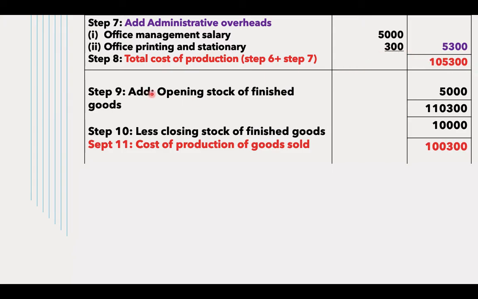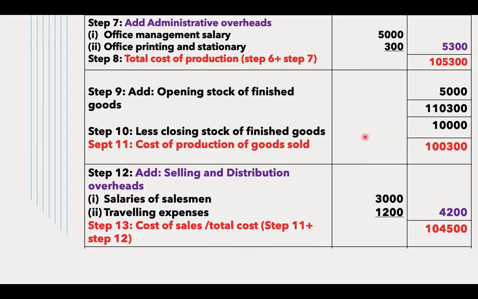Along with this we have to add the opening stock of finished goods, it is 5,000. So if we add the opening stock of finished goods, we will be getting the answer as 1,10,300. So from this we have to less the closing stock of finished goods, it is 10,000. So from 1,10,300 minus 10,000, we will be getting the cost of production of goods sold as 1,03,000.